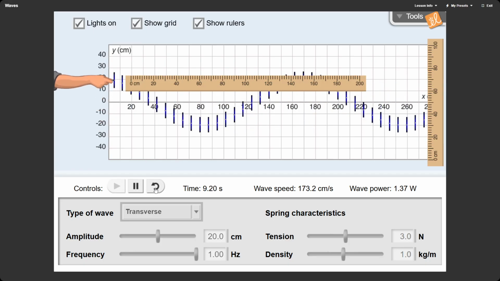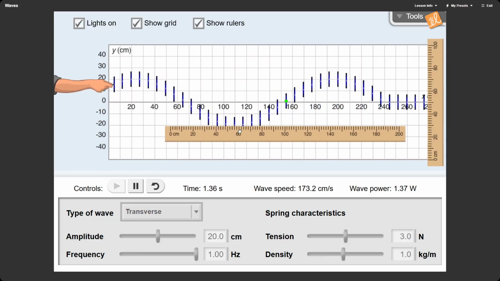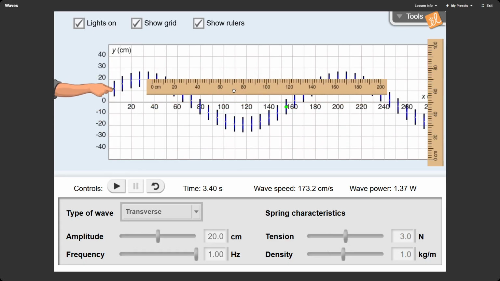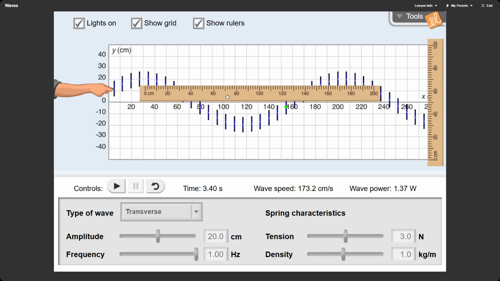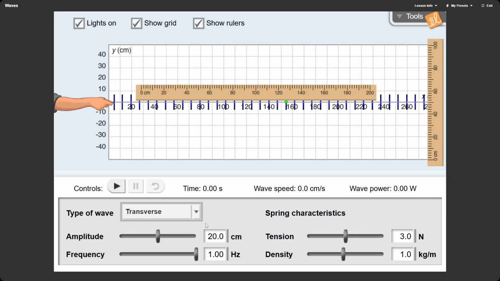All right. So if you don't have that measurement off the start, you can reset and hit play, and you can write down what the original wavelength is by hitting pause and measuring it. Now you want to make sure that you have at least two crests that you can measure off of. So you want to write down, is there no effect on the wave speed and length? Is it increase or decrease? Again, you reset, make sure it's at 20, frequency is at 0.75.